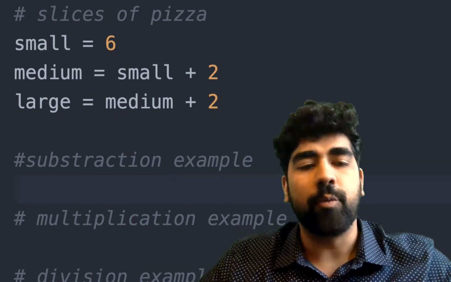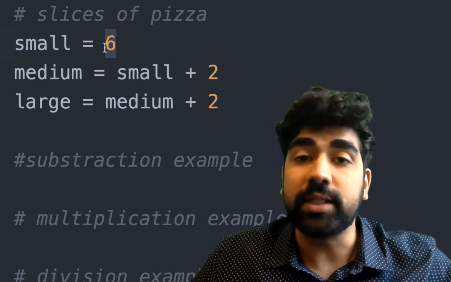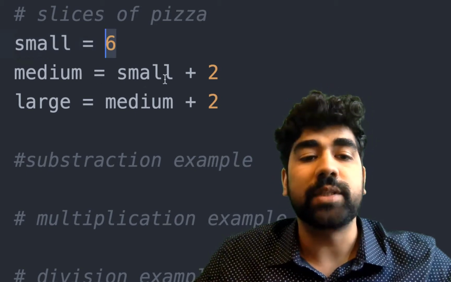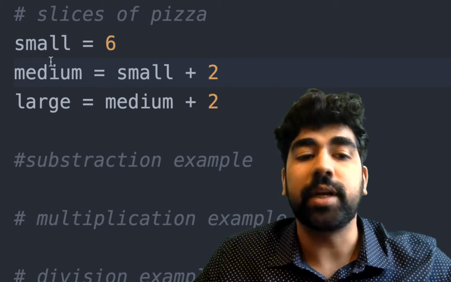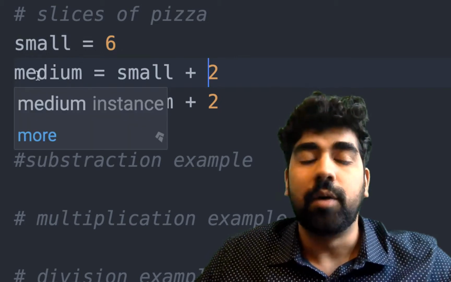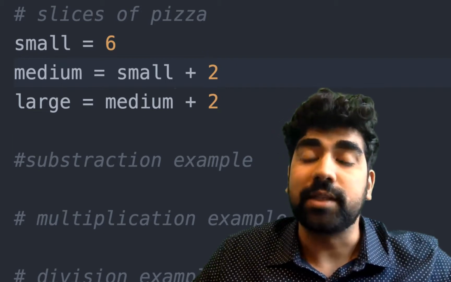10. Great. What we did here is we took a variable that was empty and we stored it with an integer of 6. Then we took that same variable, we added 2 to it, and then we stored it in another variable called medium. But what if we wanted to do this to the same variable? Add or subtract to the same variable?